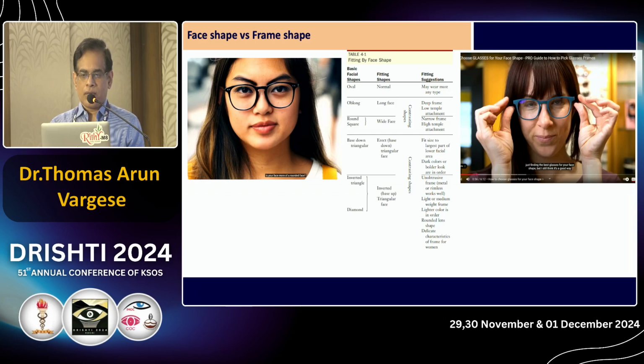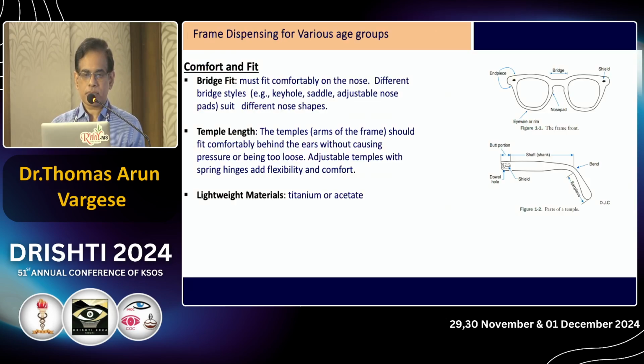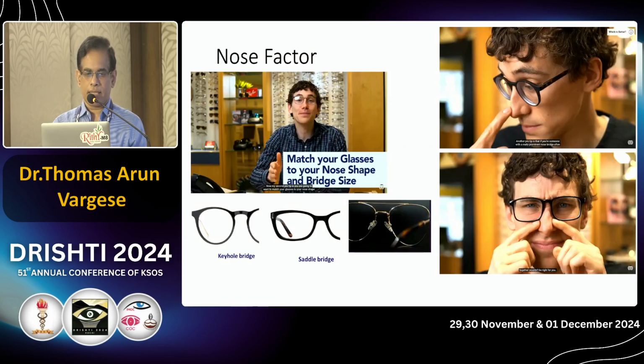So it sort of balances out with the face shape as well. The comfort and fit of the spectacles, you can see different parts. The bridge is very important, and the temple length, that is the leg of the frame, is very important. And of course, you want to use a light material which is strong as well, like titanium or acetate. The nose, very important.